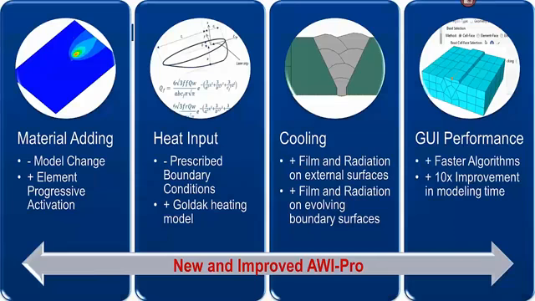So on this slide, we have summarized the enhancements in the new AWI. The feedback from customers who use the old AWI for modeling AM process is that model change was not scalable or practical. So a new functionality was developed to handle the additional material during the analysis without having to create a new step. In other words, activate the material at the increment level rather than at the step level in an Abaqus analysis.